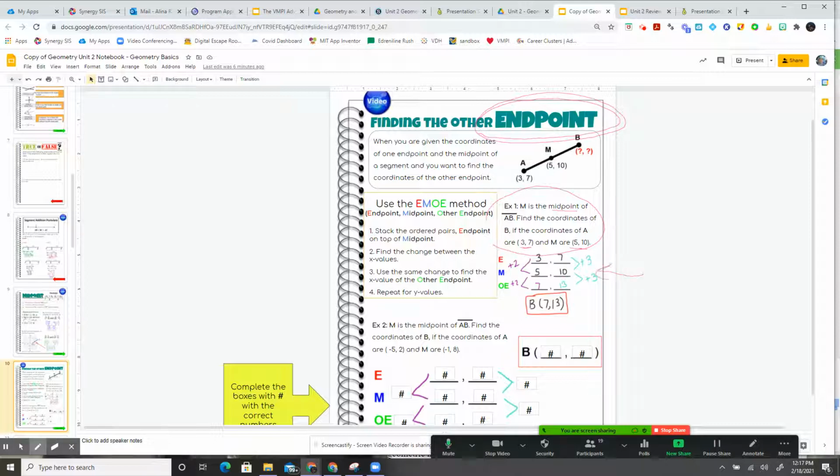So here, if you haven't watched these notes yet, the key part to this is the middle point needs to go in the middle. M is the midpoint of AB, and M is (5, 10). So (5, 10) has to go in the middle. The endpoints have to go on the ends. And then you're just going to follow the pattern, right? So let me zoom in a little bit so we can see this a little more easily.